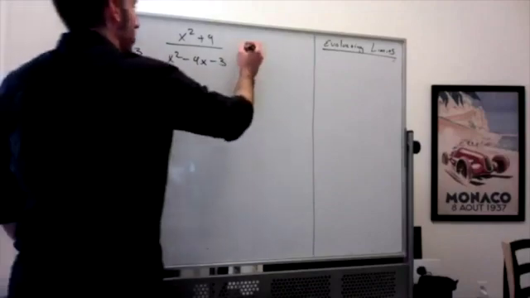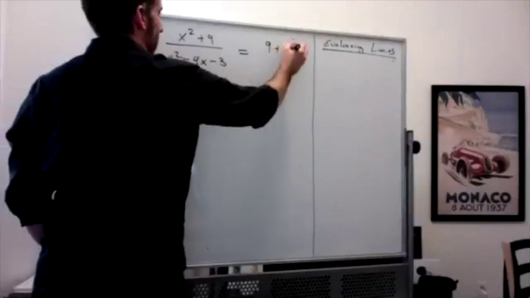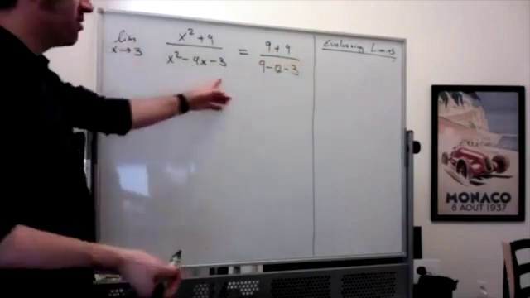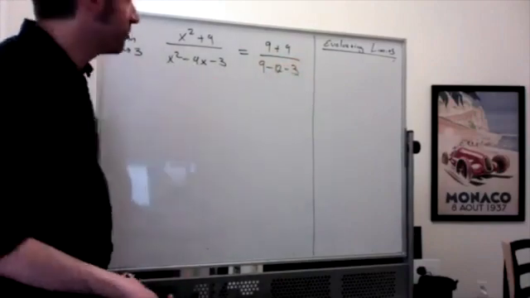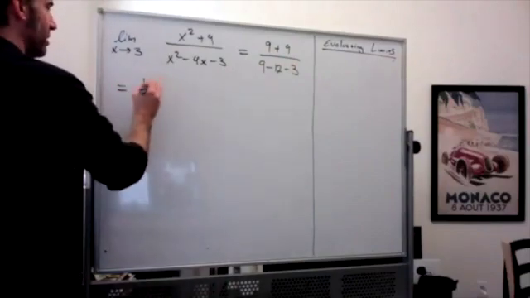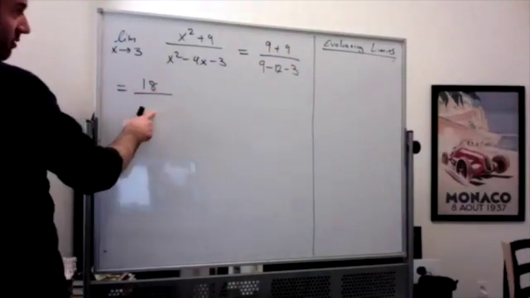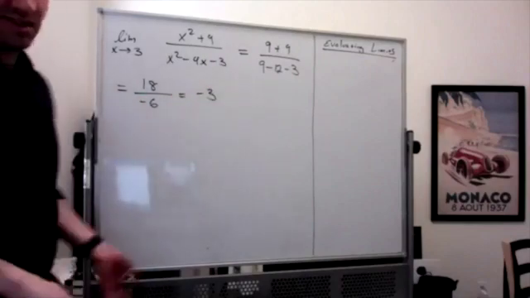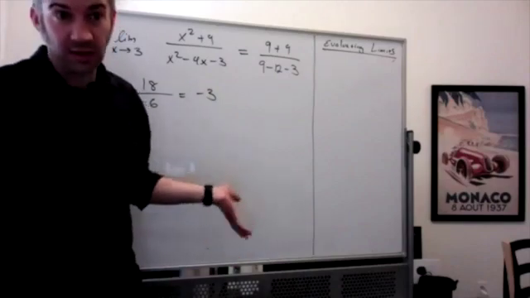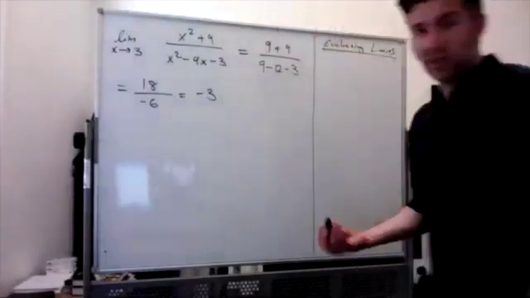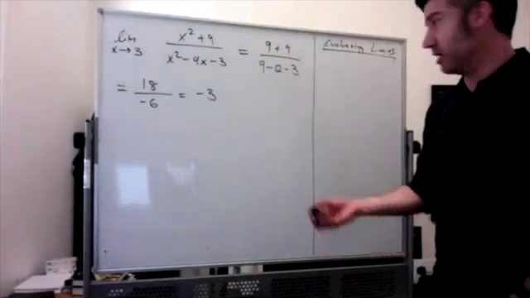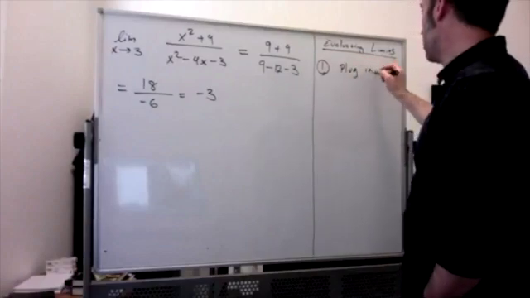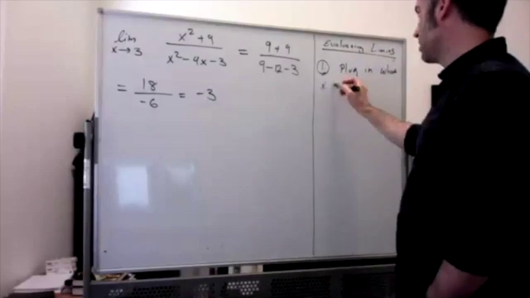If I plug in 3, I get 9 plus 9 over 9 minus 12 minus 3. Maybe it looked like an x minus 3 was going to factor there. It doesn't. So what do I get here? I get 18 divided by 9 minus 12 is negative 3, minus another 3 is negative 6. So I end up getting negative 3. That's it. That's how we evaluate the limit. There's nothing else to be done here. So the very first thing you want to think about when you're trying to evaluate the limit is just plug it in. Plug in what x is approaching.